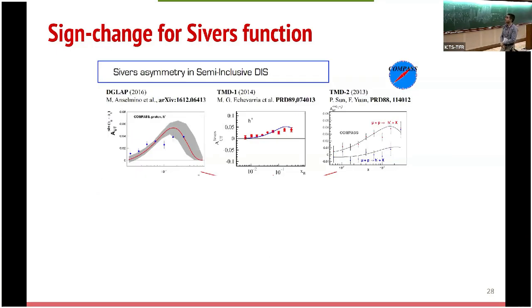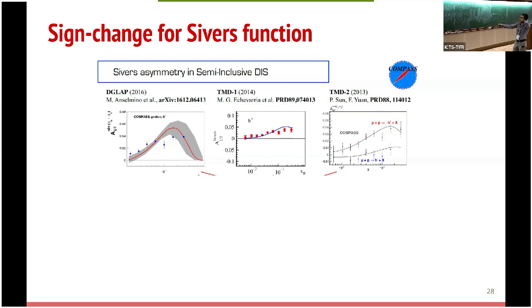Let's switch to another experiment. Let's look at what the COMPASS experiment has achieved. The COMPASS experiment is peculiar because they can measure both semi-inclusive DIS and Drell-Yan with the same apparatus. This is nice because you can work on the experimental systematics in the same way. I let my experimental colleagues comment further on that. But the bottom line is that they do semi-inclusive DIS and Drell-Yan in the same place with the same machine.